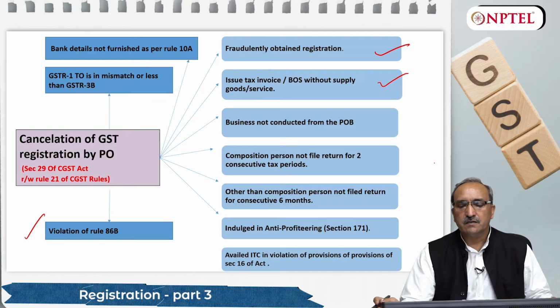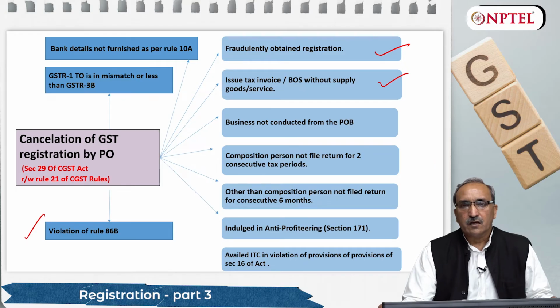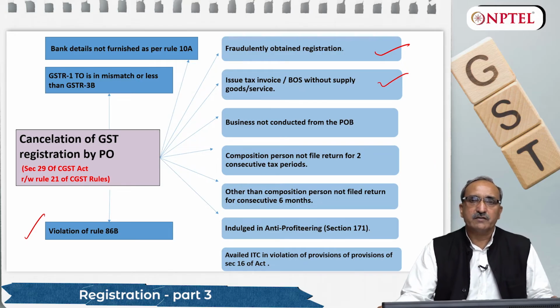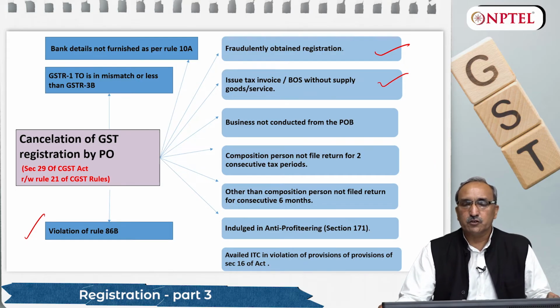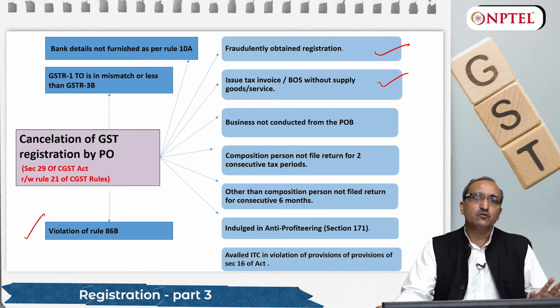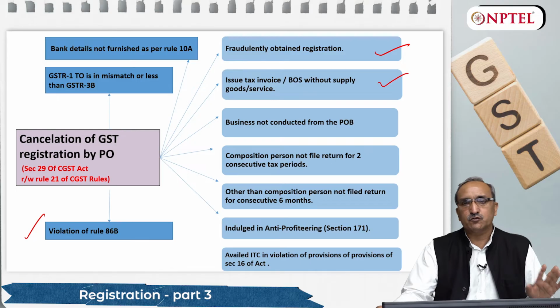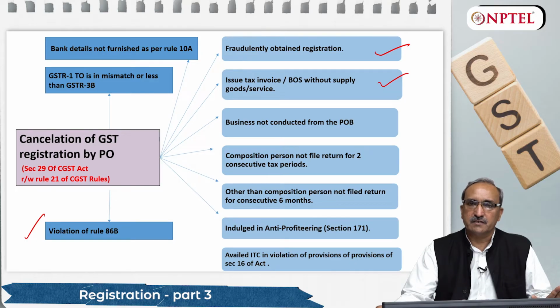Next, if it is found that you are issuing invoices without supply of goods, it's a crime under GST. You cannot issue invoices unless you supply goods. If you are doing so, your registration will be cancelled 100% and you will be penalized heavily. It's a serious offence under GST.